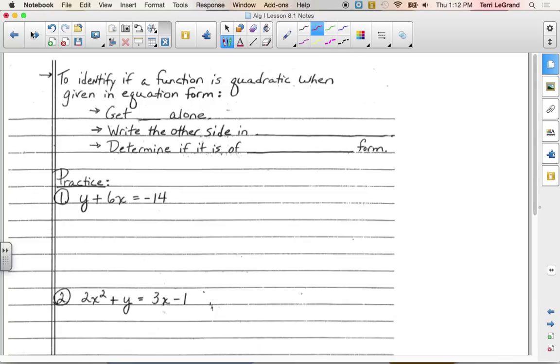Okay. Sometimes we don't have a graph. We're just going to identify if a function is quadratic given an equation. The first thing you always have to do, if it isn't already done, is get y alone. Y's got to be by itself. The other side needs to be written in standard form. I already addressed that. Determine then if it is of this form: y equals ax squared plus bx plus c.